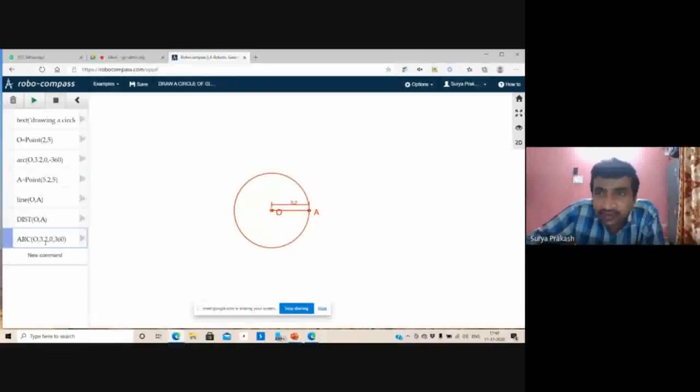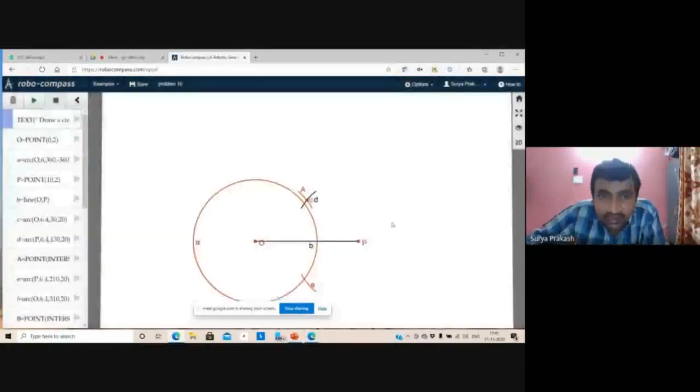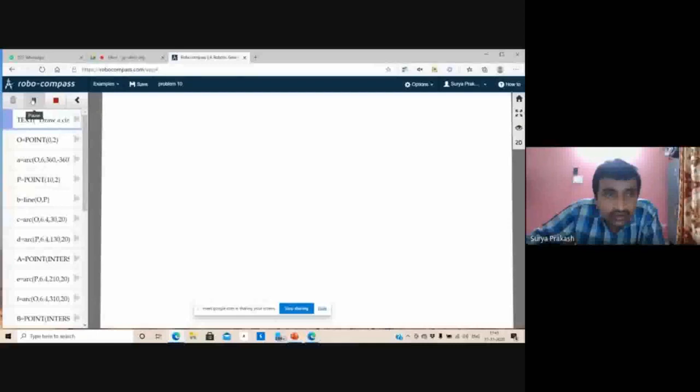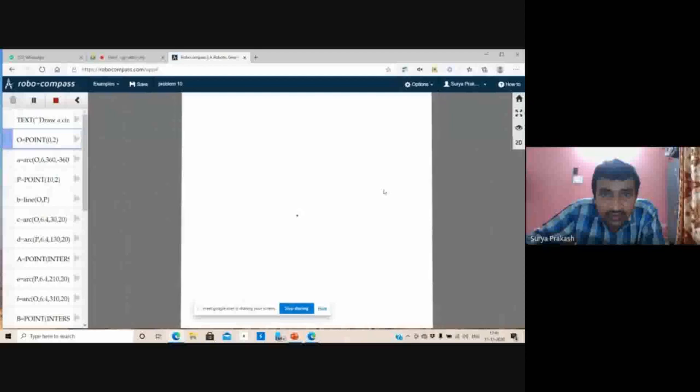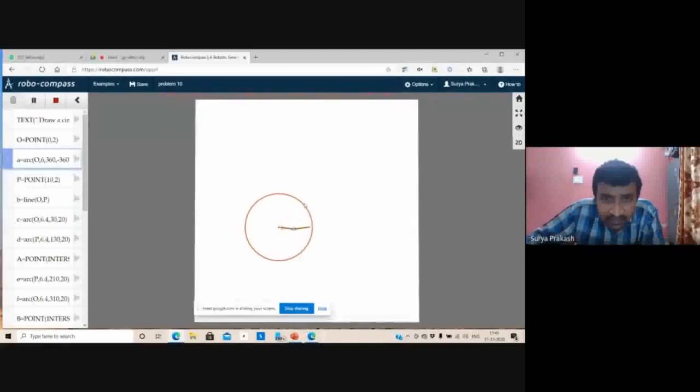So let me show one more example. Let me take a problem from construction of circles, class 10th. Here it is: draw a circle of radius 6 centimeter from a point 10 centimeter away from its center. Construct the pair of tangents to the circle and measure their lengths. So you can go through this.